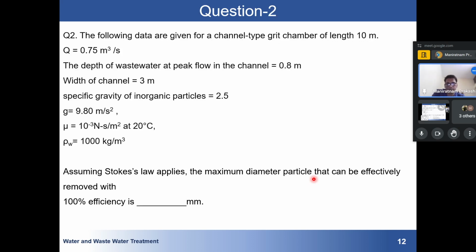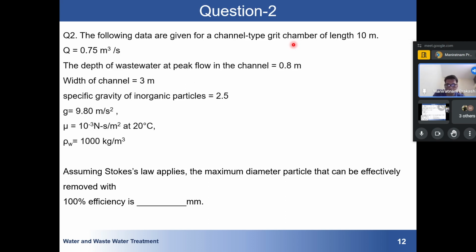Okay. So coming to the second question: the following data are given for a channel type grit chamber. Here a new treatment unit comes in, that is the grit chamber. The grit chamber is generally placed before the primary sedimentation tank. There are two questions related to the grit chamber. This one is a numerical question, and the other one is a subjective question.